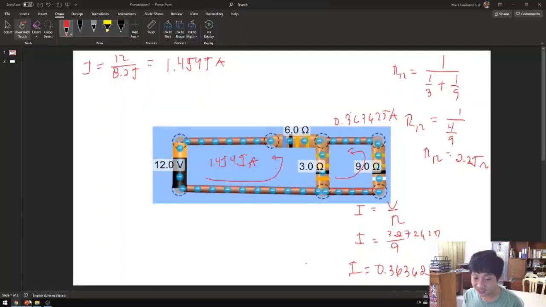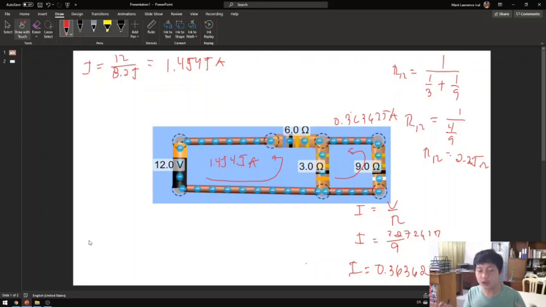Now, as I already told you, this is a bit tricky because we combine series and parallel in the same circuit. So all you need to remember is Ohm's law, I equals V over R, and you have to remember the difference between current and voltage when it is series and when it is parallel. So that's all you need to do in circuit analysis.